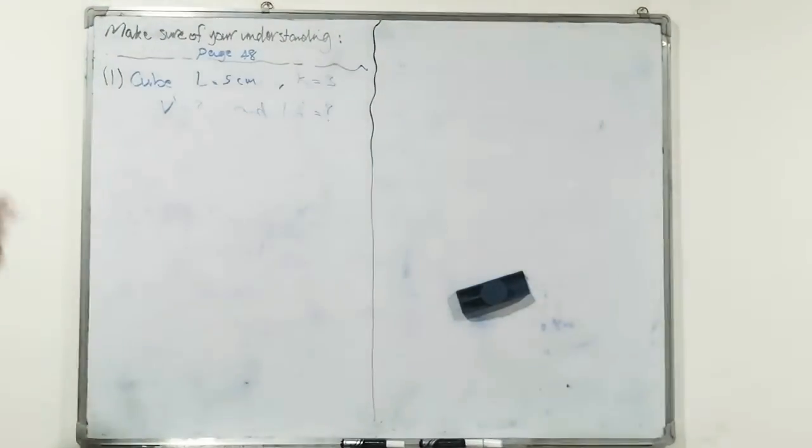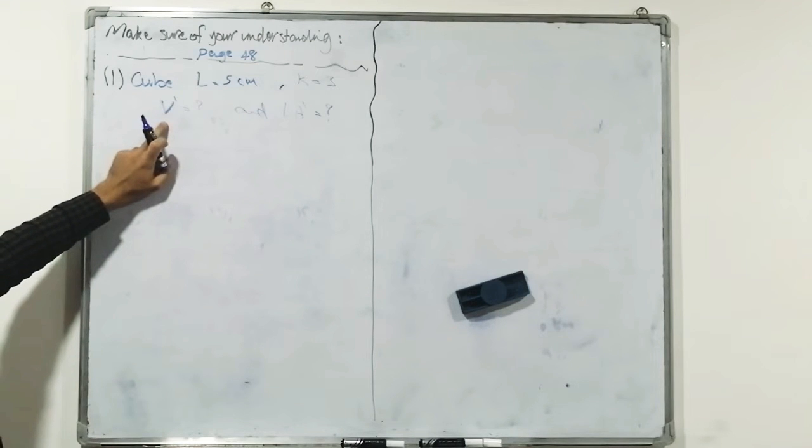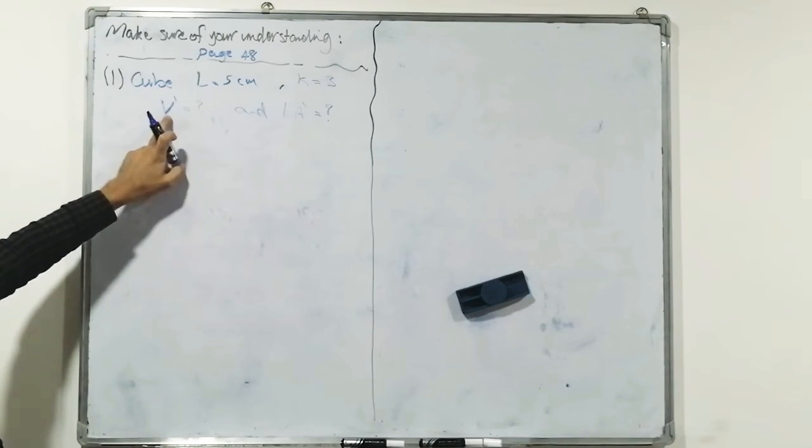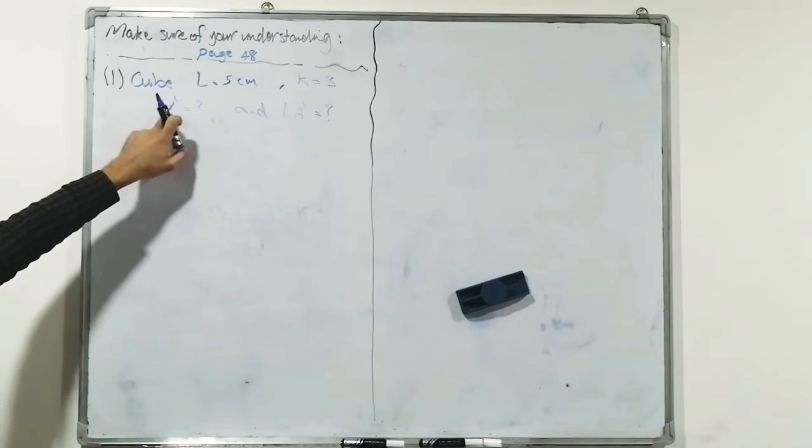So first we have to find the volume of the original shape, then multiply it by k to the power 3 to find the volume of the shape after the dilation.